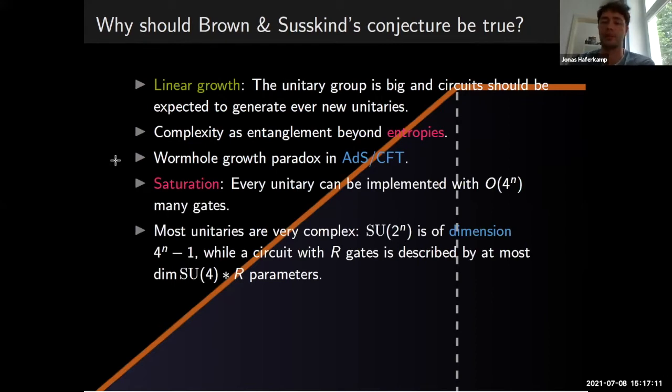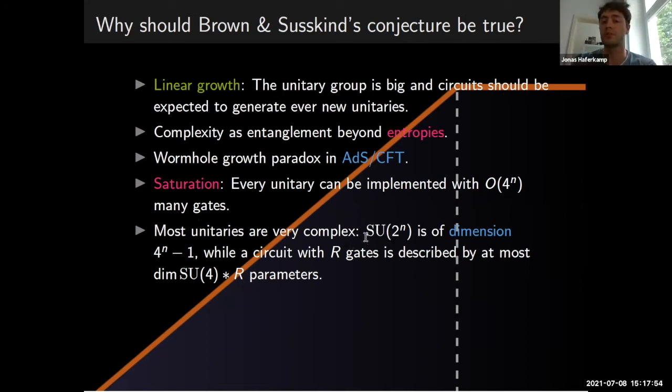The saturation part of the conjecture is actually much less speculative than the linear growth part, because definitely growth is something that we expect, but the rate being linear, meaning that it's actually maximal, this is absolutely not clear, I think, or at least it was not clear. The saturation part, on the other hand, I think it's not very surprising if you believe in the linear growth, because we know that every unitary can be implemented with something that scales like 4 to the n many gates. So we know that the circuit complexity simply cannot keep growing after a certain point or after some exponentially long time. And this is crucial, really.